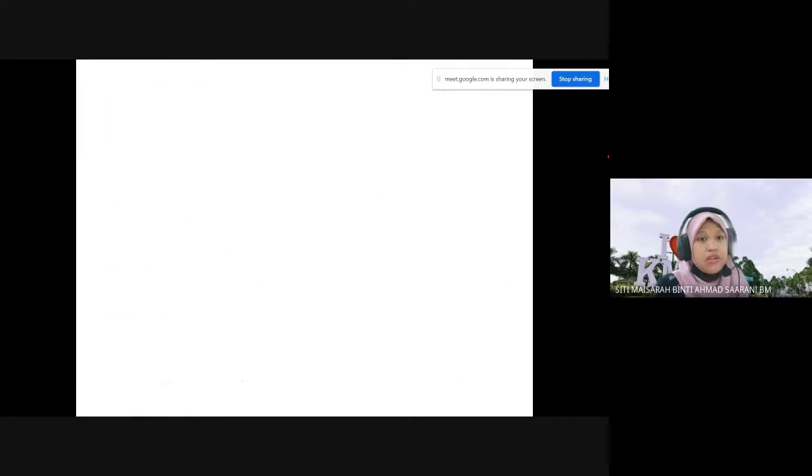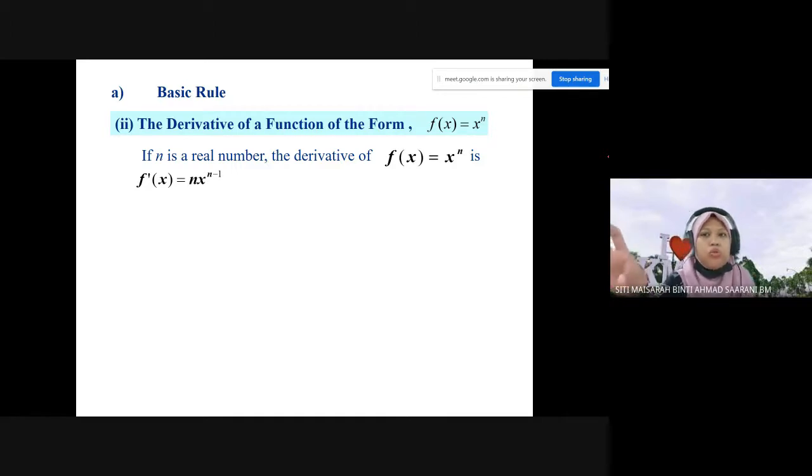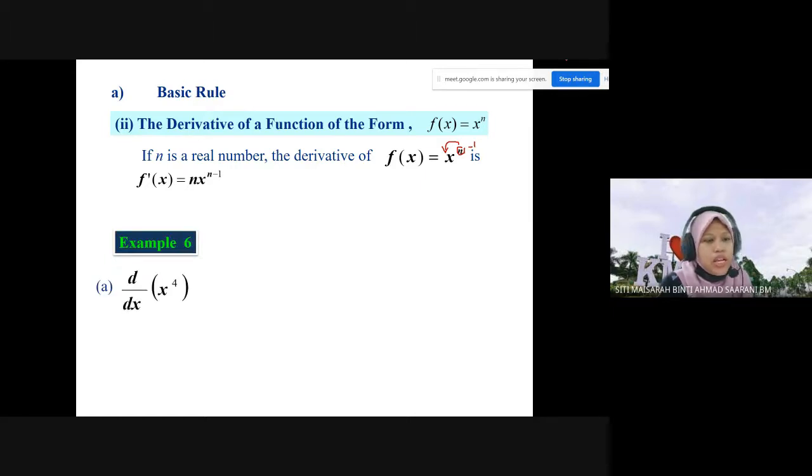Alright, the second basic rule is the derivative of a function of the form f(x) equals x to the power n. If it is in the form x to the power of something, then f'(x) is n multiplied by x to the power n minus 1. The way to do it is to bring the power down to the front, and then subtract 1 from the power. So n x to the power n minus 1.